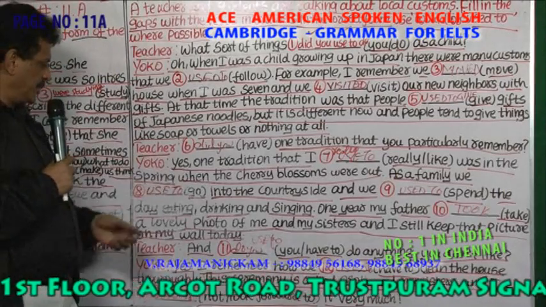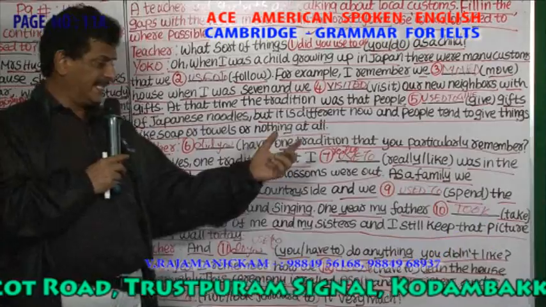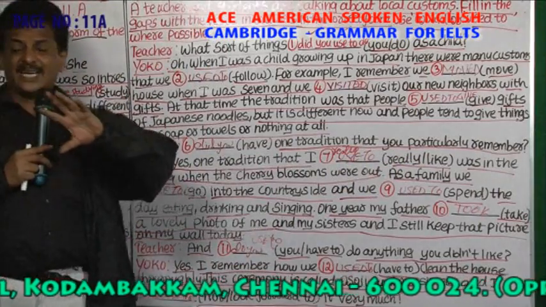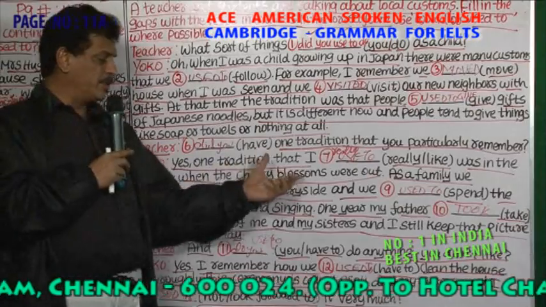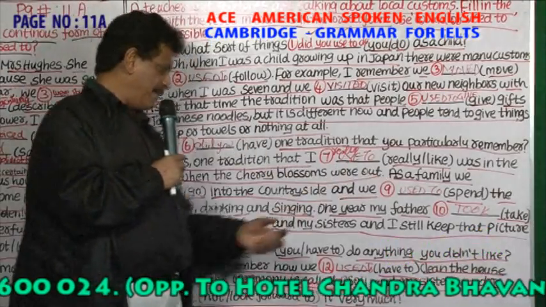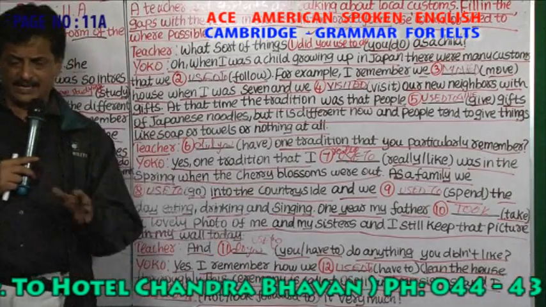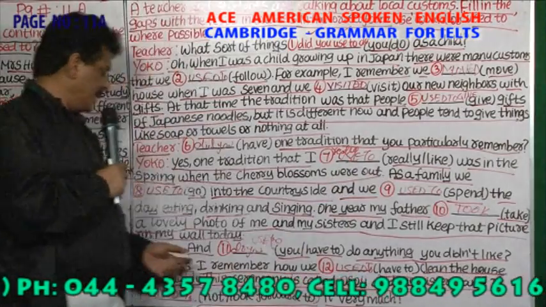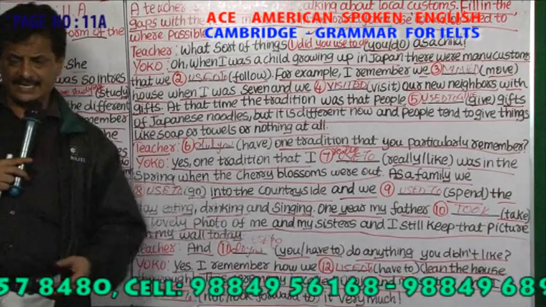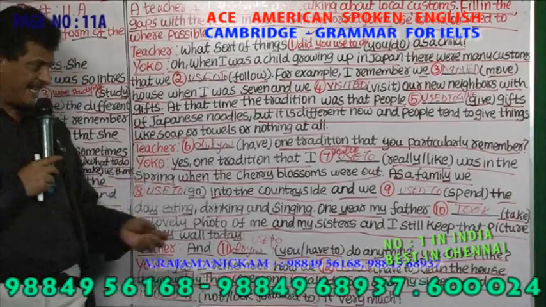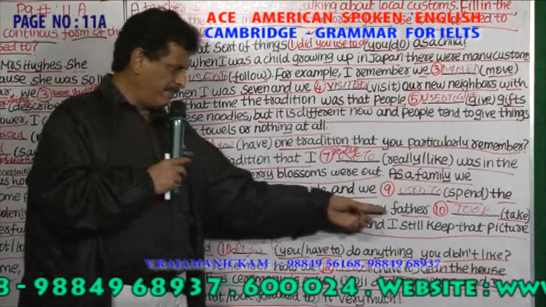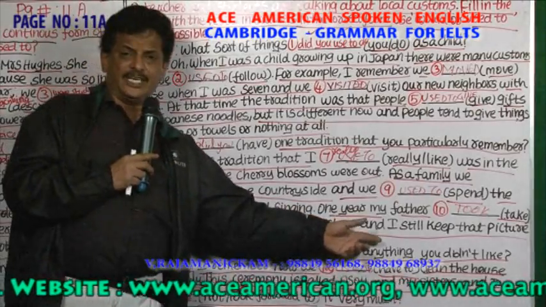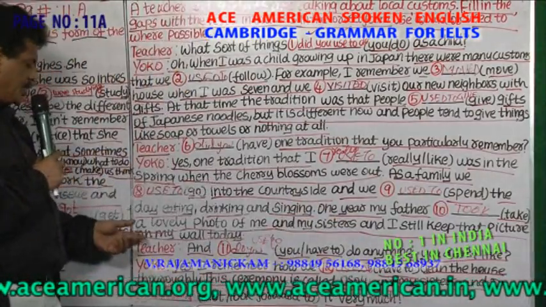So did you used to என்று வர வேண்டும். Yoko என்ன சொல்கிறார்? Yes, one tradition that I used to really like, எனக்கு பிடித்தது என்னவென்றால் was in the spring. Spring என்றால் அந்த வசந்த காலம். When the cherry blossom, cherry அந்த பூக்கள் பூக்கிறது, were out as a family we used to go into the countryside. கிராமத்திற்கு வழக்கமாக செல்வதை வழக்கமாக கொண்டிருந்தோம். And we used to spend day eating, drinking and singing. அந்த காலத்திலே சாப்பிடுவது, பாடுவது, ஆடுவது என்று எங்கள் நேரத்தை செலவழித்து கொண்டிருந்தோம். Used to என்று போடிவிடுகிறீர்கள். One year my father took, ஒரு முறை எங்கள் தந்தையார் photograph of my sisters and me, என்னையும் என் சகோதரிகளையும் ஃபோட்டோகிராஃப் எடுத்தார். And I still keep that picture on my wall today.